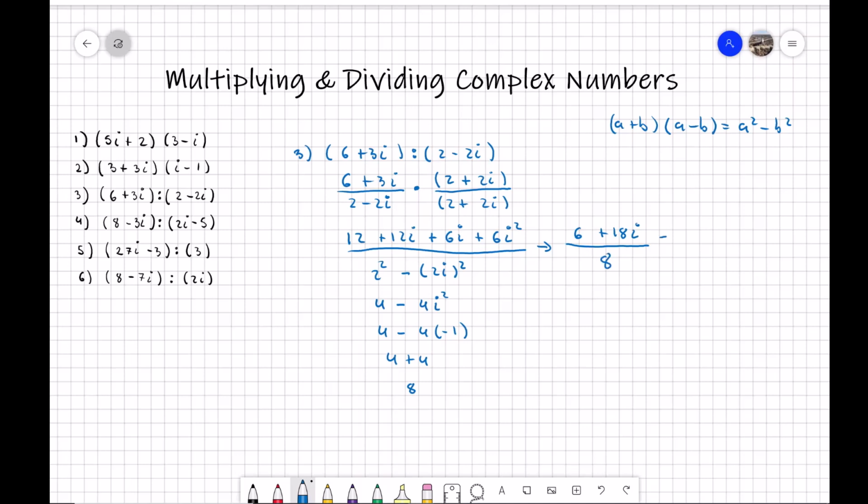And at the bottom we have 8, right? And now we can simplify this. This becomes 3 plus 9i divided by 4, right? So now you see we don't have the i at the bottom, so that means we're good.